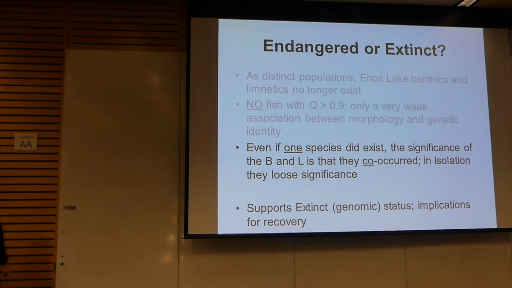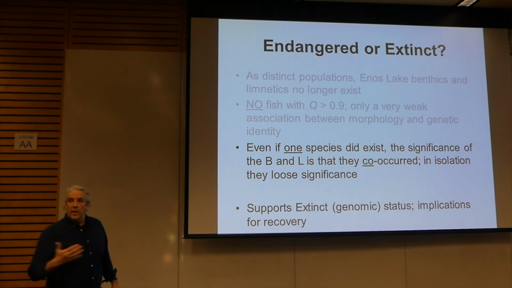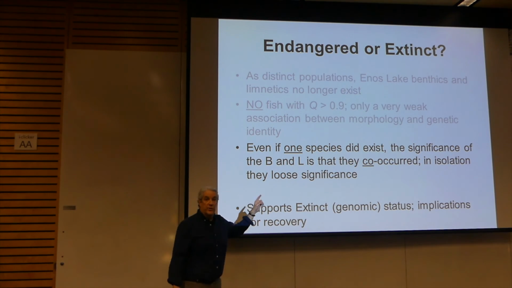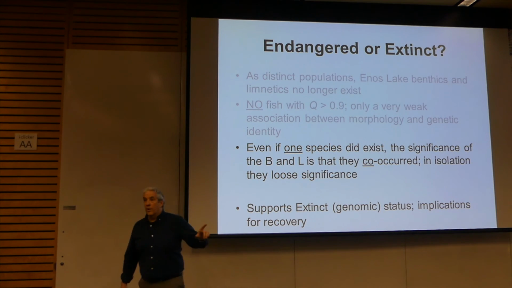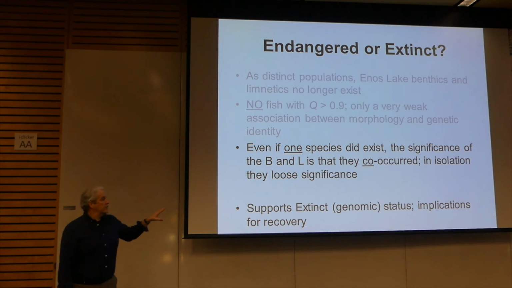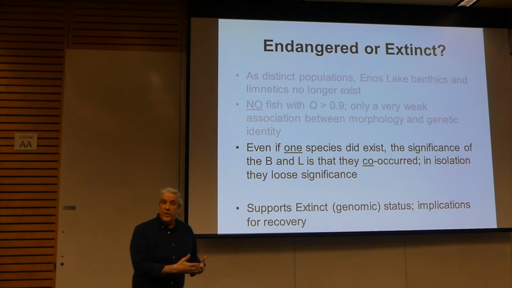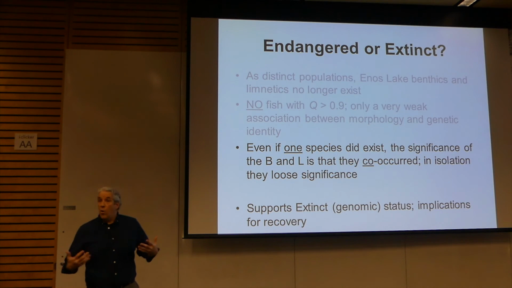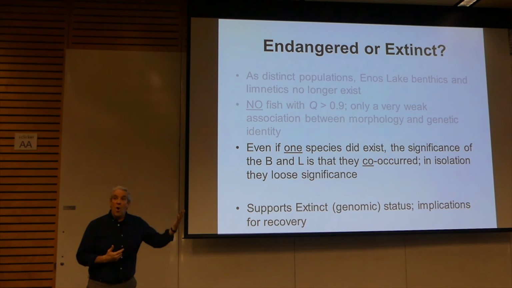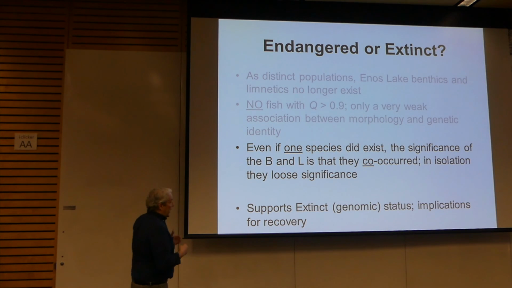Now, even if one of those species did exist, so let's say you had a green population, say you show there are green fish of Q value greater than 0.99 that represent benthics, I would argue that even if one of the species exists in the lakes, its significance is no longer significant. Because the significant thing about Enos Lake, or all these pairs, is that these two things occurred together. And their interactions together were important in the past, and they're important currently to maintaining, or not, their distinction as two biological species. So even if you had one but not the other, I would argue that lake has lost its significance in terms of conservation. Not everybody agrees with that.